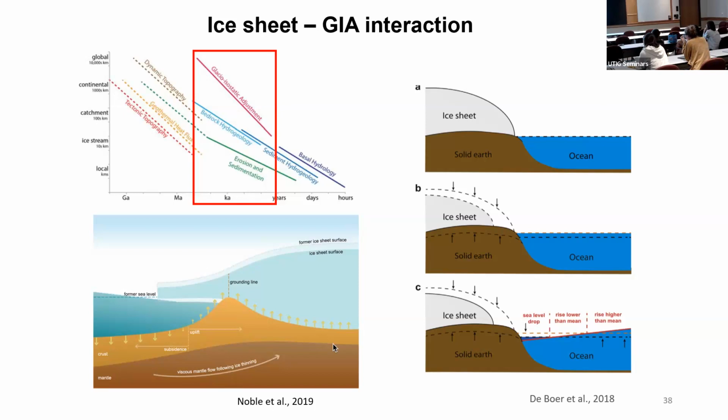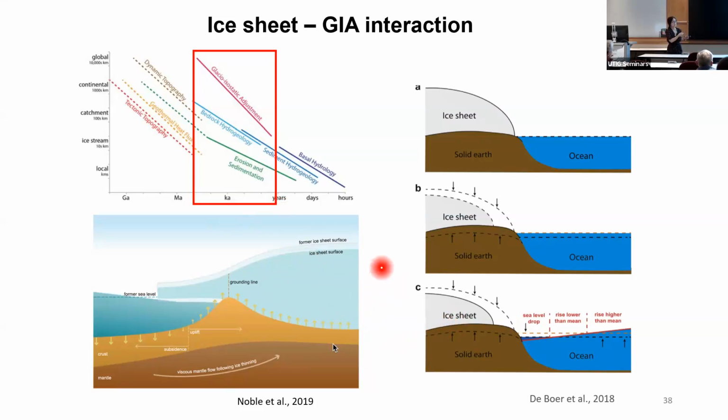Yeah, thank you for asking. I prepared one slide, but I think the time is not enough, so I didn't show it. This is my thought about the ice sheet and GIA interaction. You can see for the time scale, all of those factors can affect the ice stream or the ice sheet flow dynamic modeling. For glacial isostatic adjustment, the time scale is around thousands of years to decades, depending on mantle viscosity.